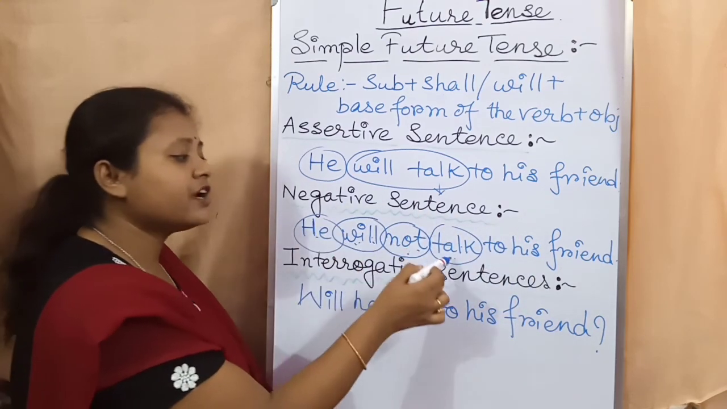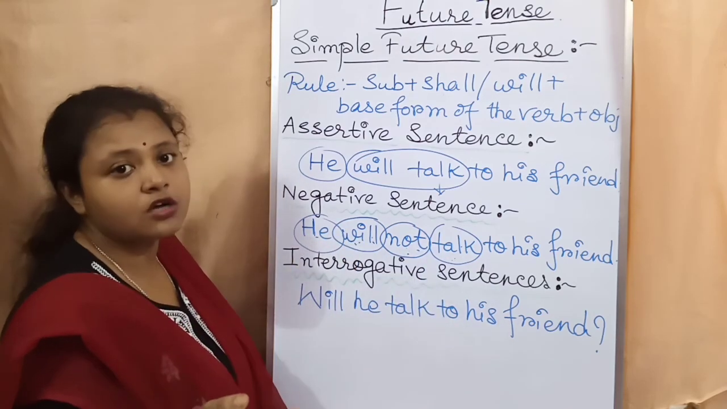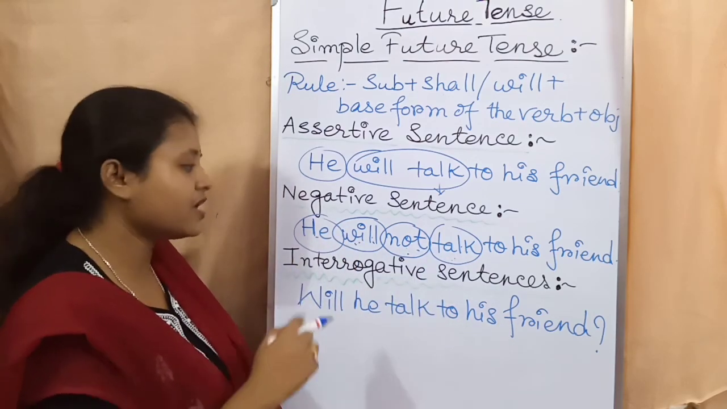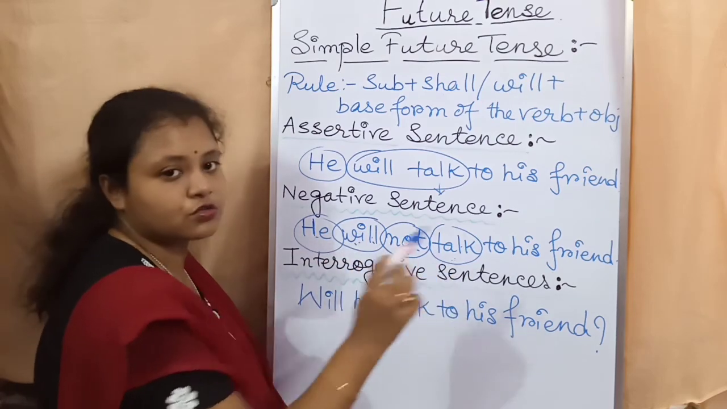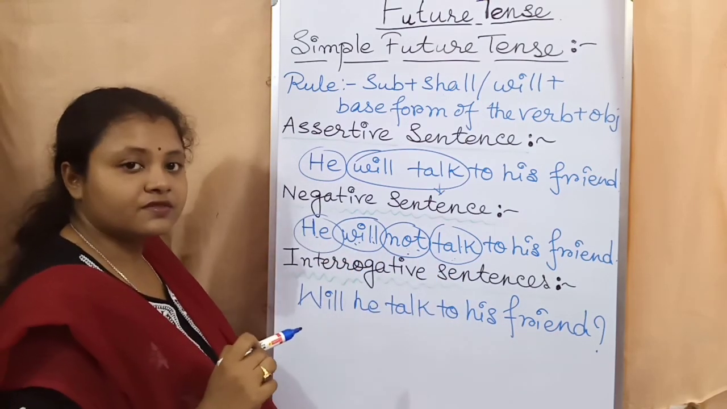Remember that you cannot write past tense here. Talked you cannot write. Talks of course you cannot write. So, he will not talk to his friend. Now come to the third part of the sentence.